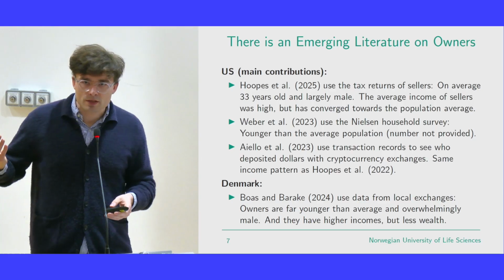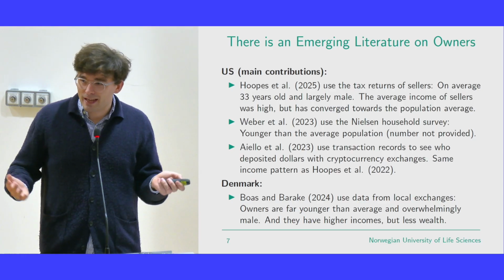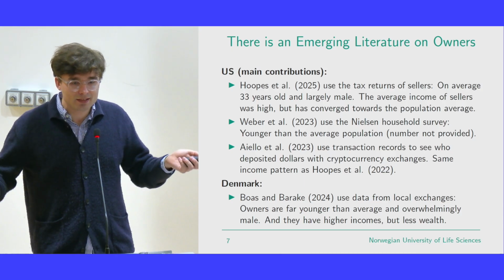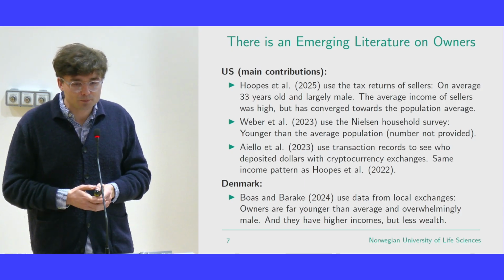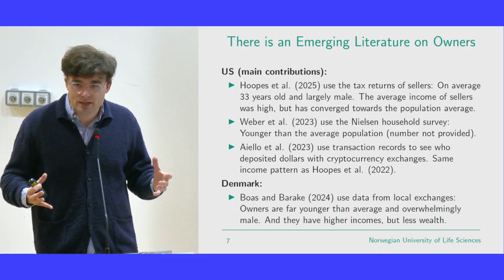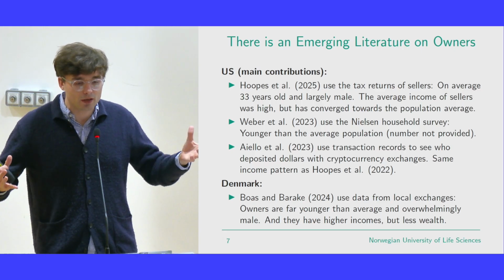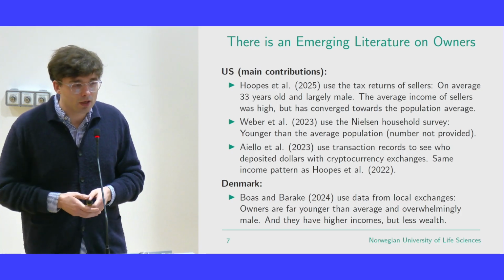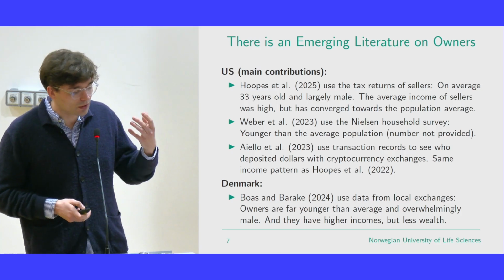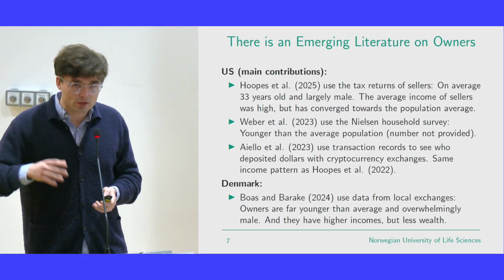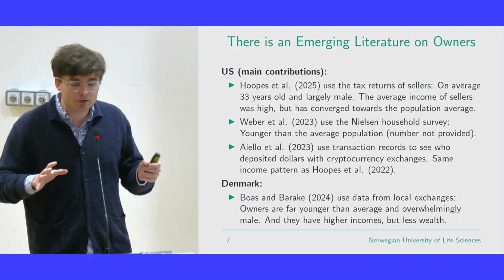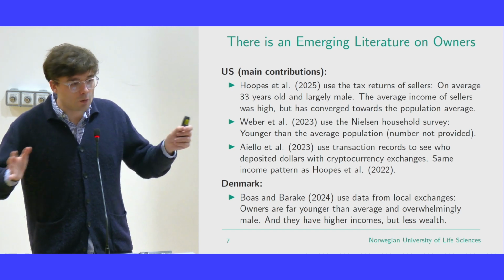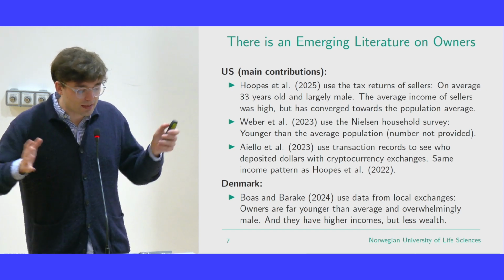And I got this question earlier today: how can you really know anything about cryptocurrency owners? Because these are the people that have sought this asset that's supposed to be secret, supposed to be outside the financial system. But we see now there's an emerging literature, especially looking at US owners, that has used more or less innovative methods to try to understand how many are the investors, how old are they, how rich are they, etc.